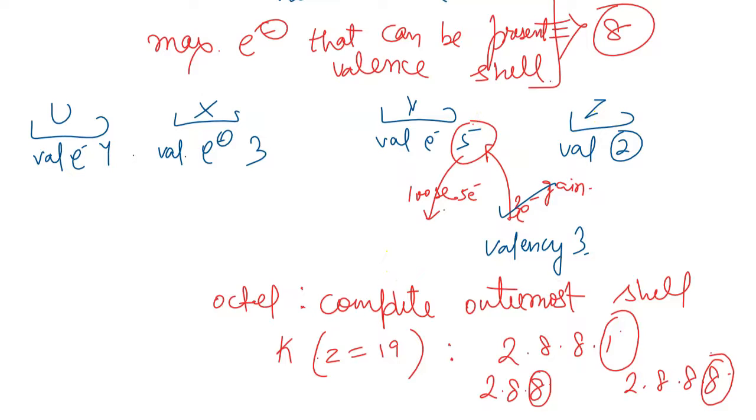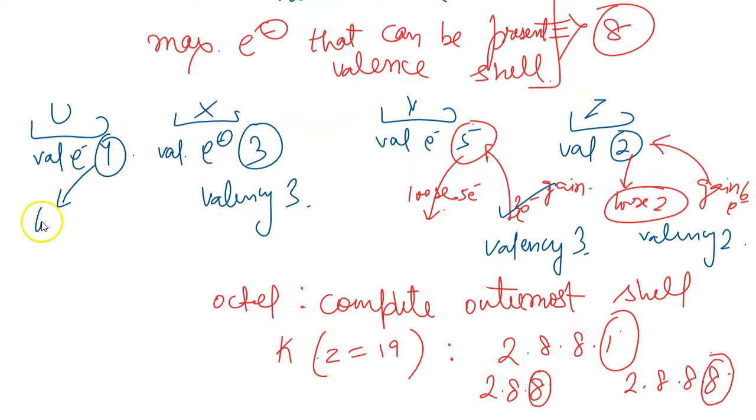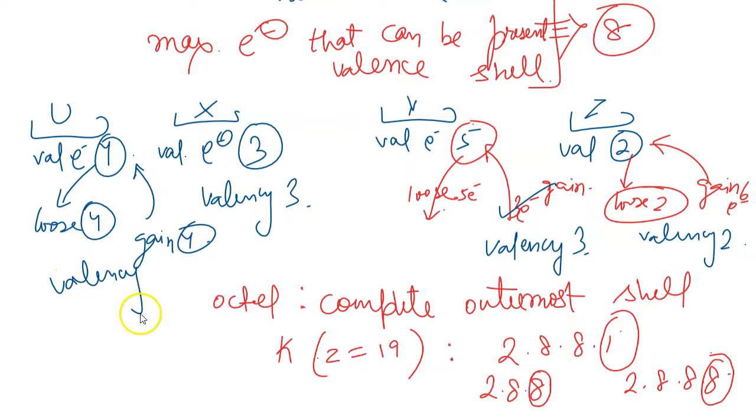Let us look at this Z. It has 2 electrons. It can lose 2 electrons, or it can gain 6 electrons, which is easy. Of course, losing 2 electrons is easy. So it has the valency as 2. Similarly, it can lose 3 electrons. Valency is 3. Here it can lose 4 electrons, or it can even gain 4 electrons. So in this case it is equal, and yes, the valency is still 4.